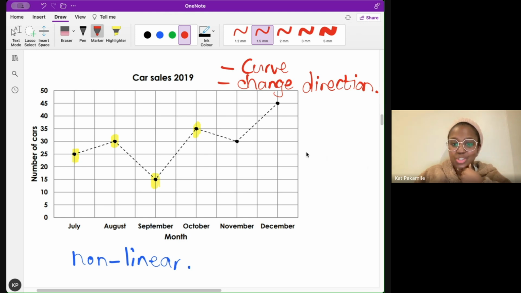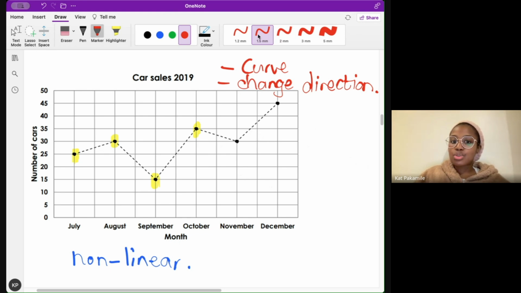Yes, Mavis, it will change direction or gradient, okay? It was going up, and now it's going down, and now it's going back up, and now it's going down, and now it's going back up. It's changing direction too many times. It can't be a linear graph, okay?